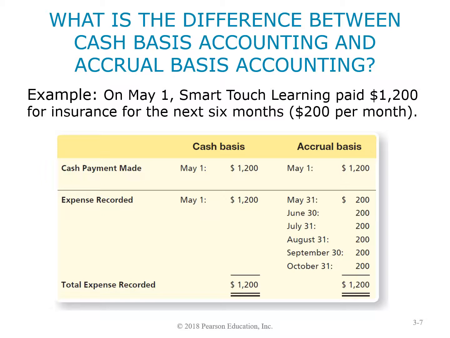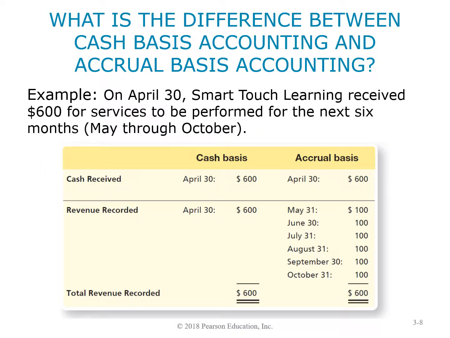Again, we have to make an entry for that $1,200. So we know that we have to credit cash for the $1,200, but it's a matter of recording all the expense in 1 month or recording it as a prepaid in the first month and then expensing some of it each month. Either way, we will expense $1,200, but the way that we expense it is different, as you can see, from the cash basis and the accrual basis.